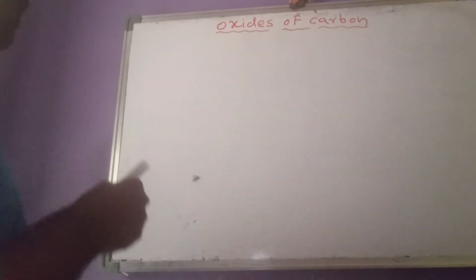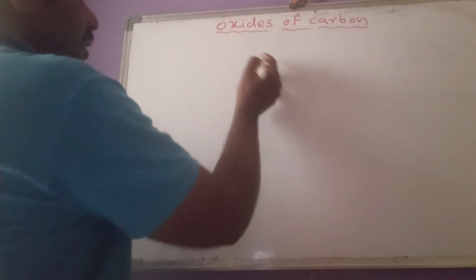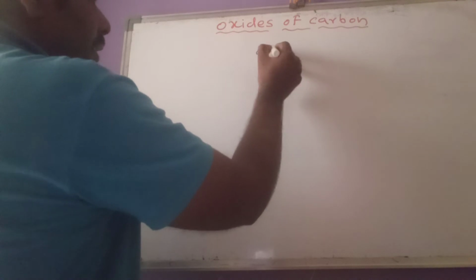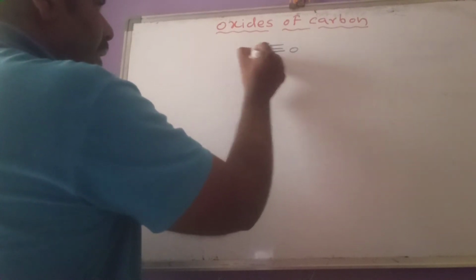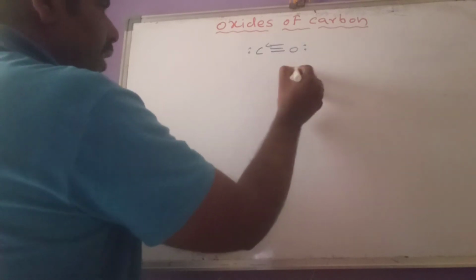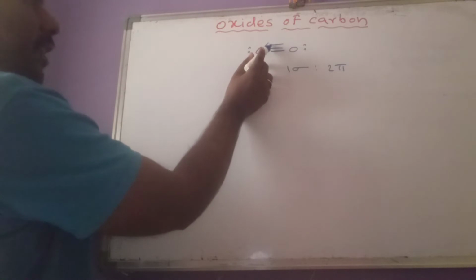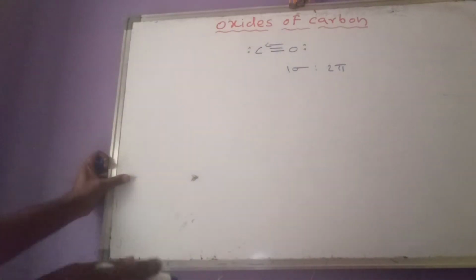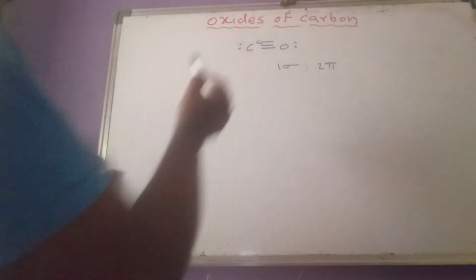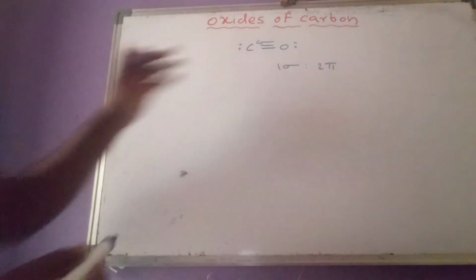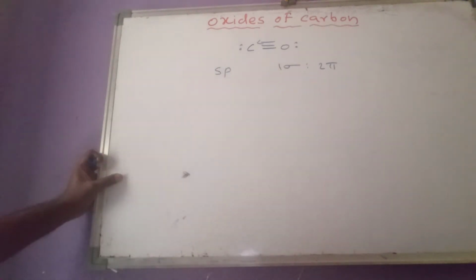And here let us see the structure. What is the structure of carbon monoxide? Carbon monoxide has a linear structure, and it has one sigma bond and two pi bonds. Actually one is a dative bond but considered as a pi bond here. Oxygen donates one lone pair to carbon, so it has linear geometry, and carbon undergoes sp hybridization.